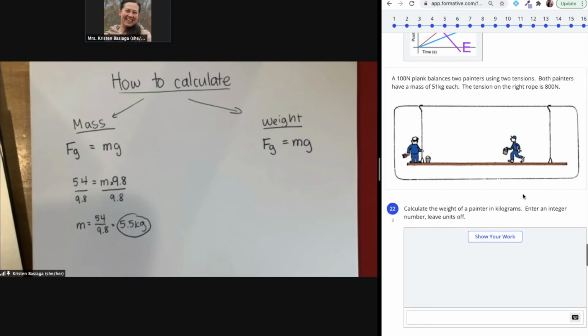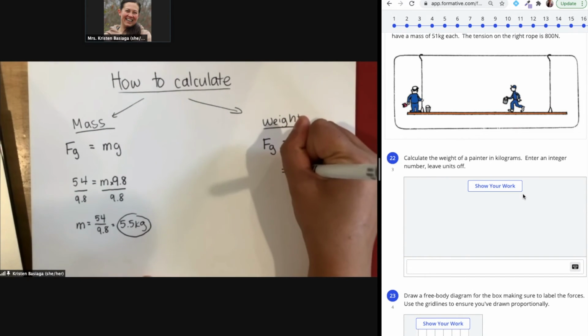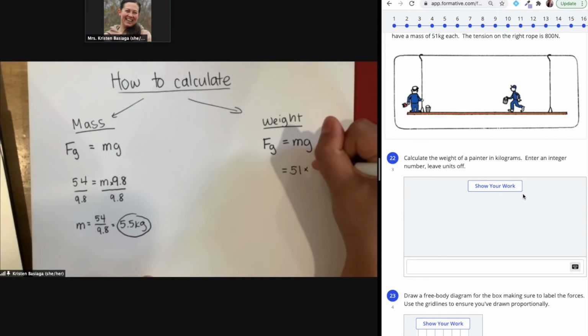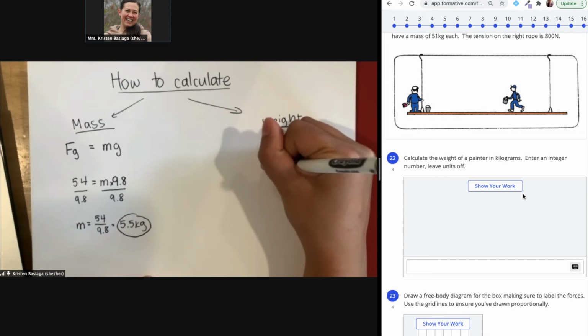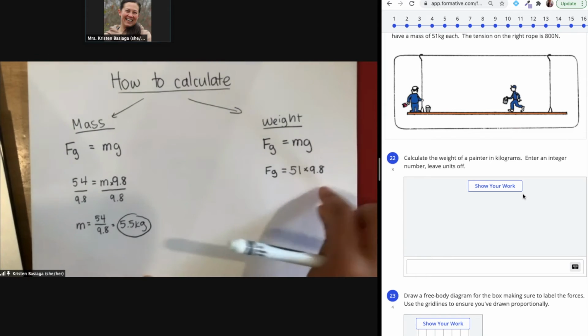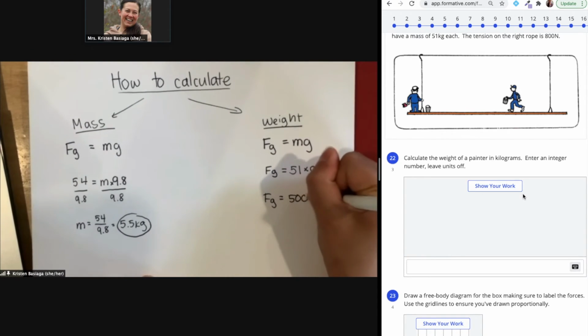In this case, mass in kilograms was 51 kilograms. So I'm putting in 51, that's mass in kilograms. G is 9.8. And I'm solving for Fg, the weight. Multiplying these two together gives a weight of 500 newtons.